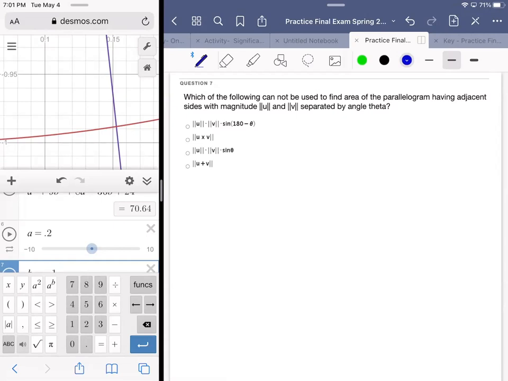Which of the following cannot be used to find the area of a parallelogram having adjacent sides of magnitude u and v separated by angle theta? All right. So parallelogram. Let's see if this actually makes a parallelogram. It kind of did, which is good. All right. So you have vectors u and v, each having their own magnitudes.